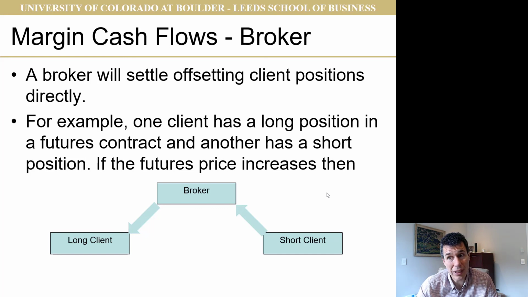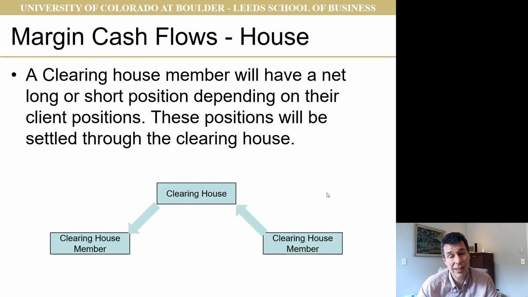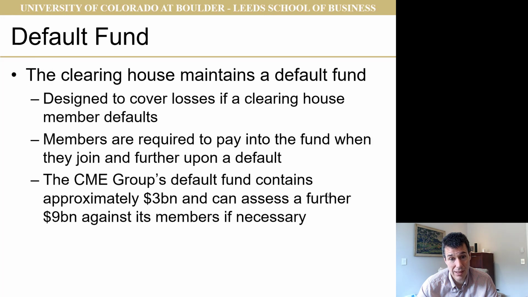Now, if there were too many short clients at this one broker and they all lost money at the same time, they could overwhelm the broker. If a broker goes bust, they aren't going to be able to cover the money they owe to the clearinghouse member, at which point the clearinghouse member has to cover and make sure that the losses uncovered by, say, a broker who's working through them are covered. Again, if a clearinghouse member goes bust, the clearinghouse has to handle this. If the clearinghouse runs out of money, we've all got problems. But this hasn't really happened.